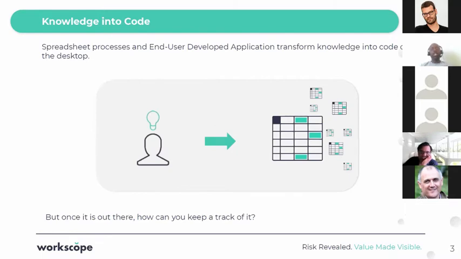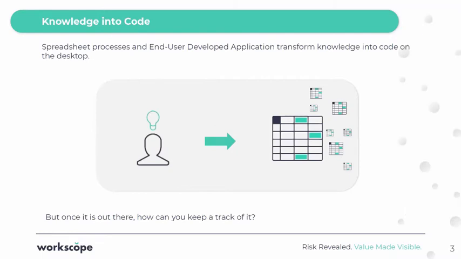Spreadsheets are a unique document type because a spreadsheet is, in essence, an application, but it is also a file. This is one of the fundamental problems with spreadsheets. A spreadsheet is, in essence, an end-user developed application which transforms your knowledge into code on the desktop. Every spreadsheet you build, all the formulas you put in there, are code in essence. But the problem with spreadsheets is, unlike any other application, they're still physical files which can be emailed and sent around the organization. So once it's out there, it's almost impossible to keep track of who has it.